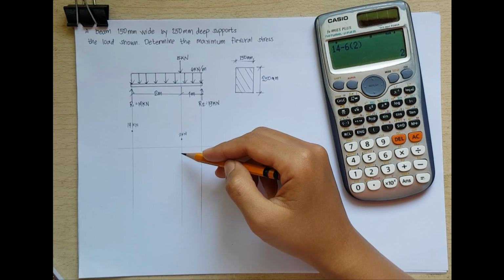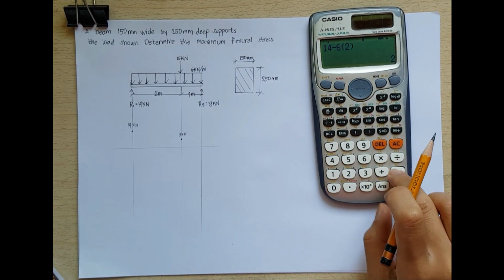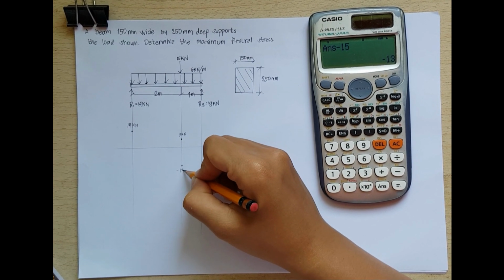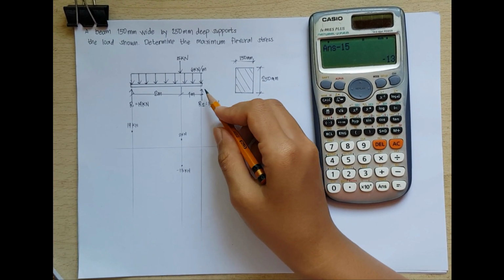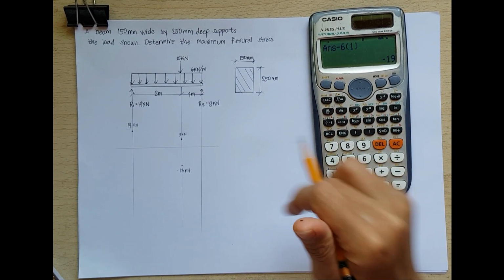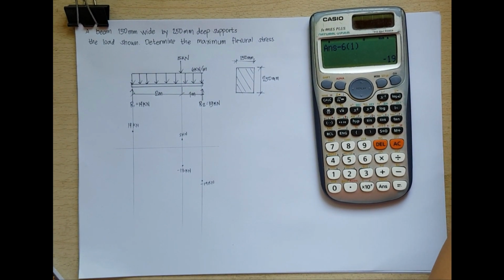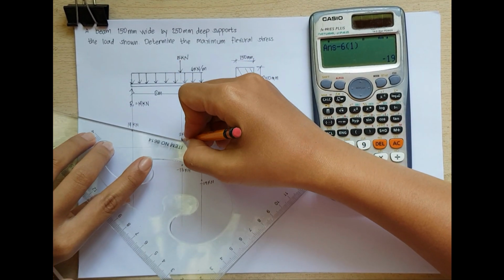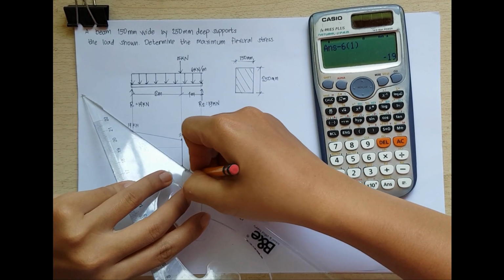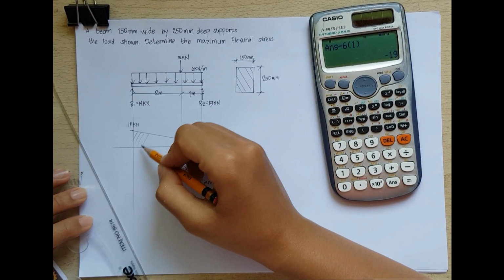Do we have a concentrated load acting on this segment? We have, which is 15 kilonewton. So 2 minus 15, negative 13 kilonewton. And then do we have an area? So meron, minus 6 multiplied by 1. So we have negative 19. So ito na yung shear diagram natin. This is the shear diagram.